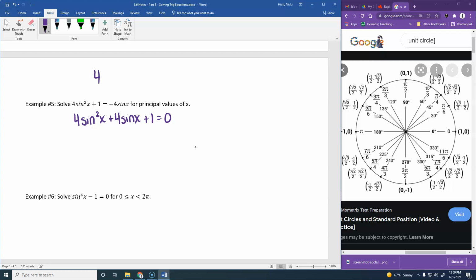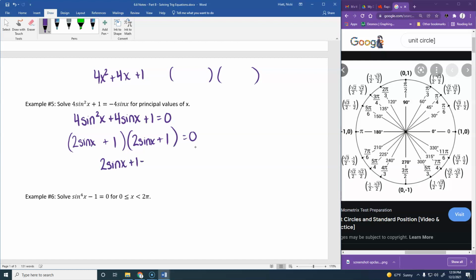But think about if I had 4x squared plus 4x plus 1. I could factor it in 2 sets of parentheses, right? So I would have a 2 sine x and a 2 sine x. And I have to have a plus 1 and a plus 1. Actually these end up being the same, so we don't really have to write this twice. But we're factoring just like we would if those sines were x's instead. And so we can just say 2 sine x plus 1 equals 0.